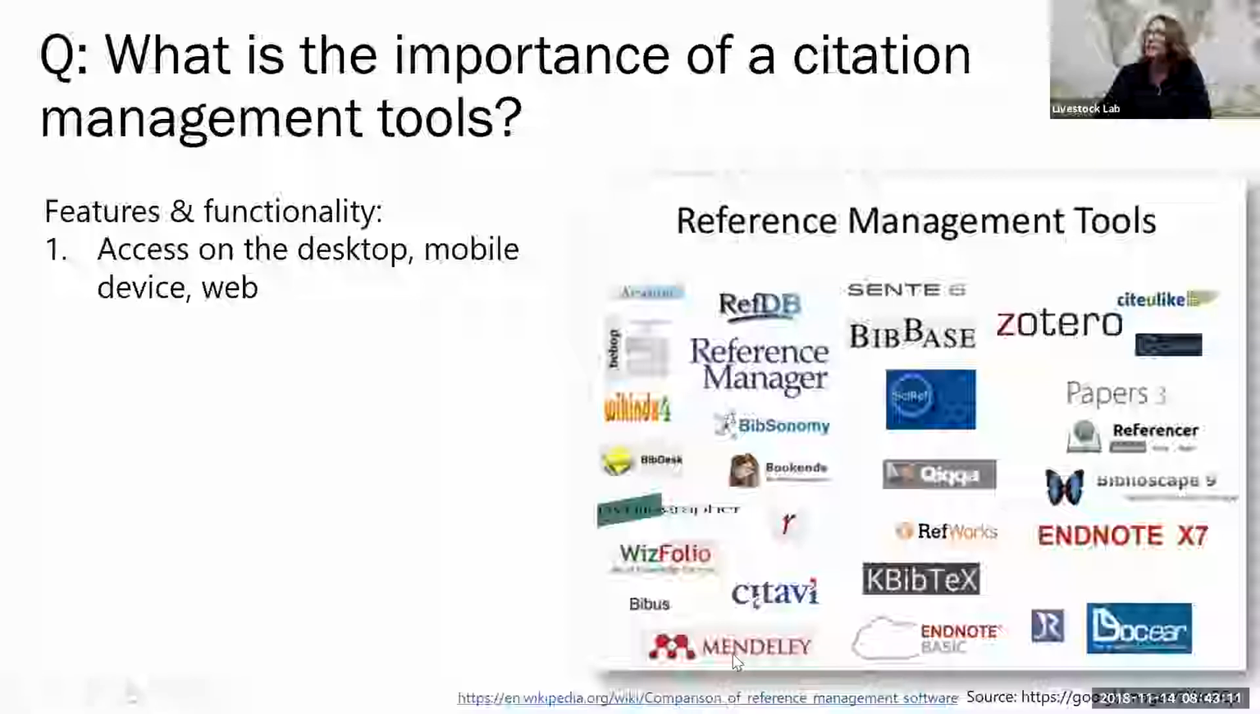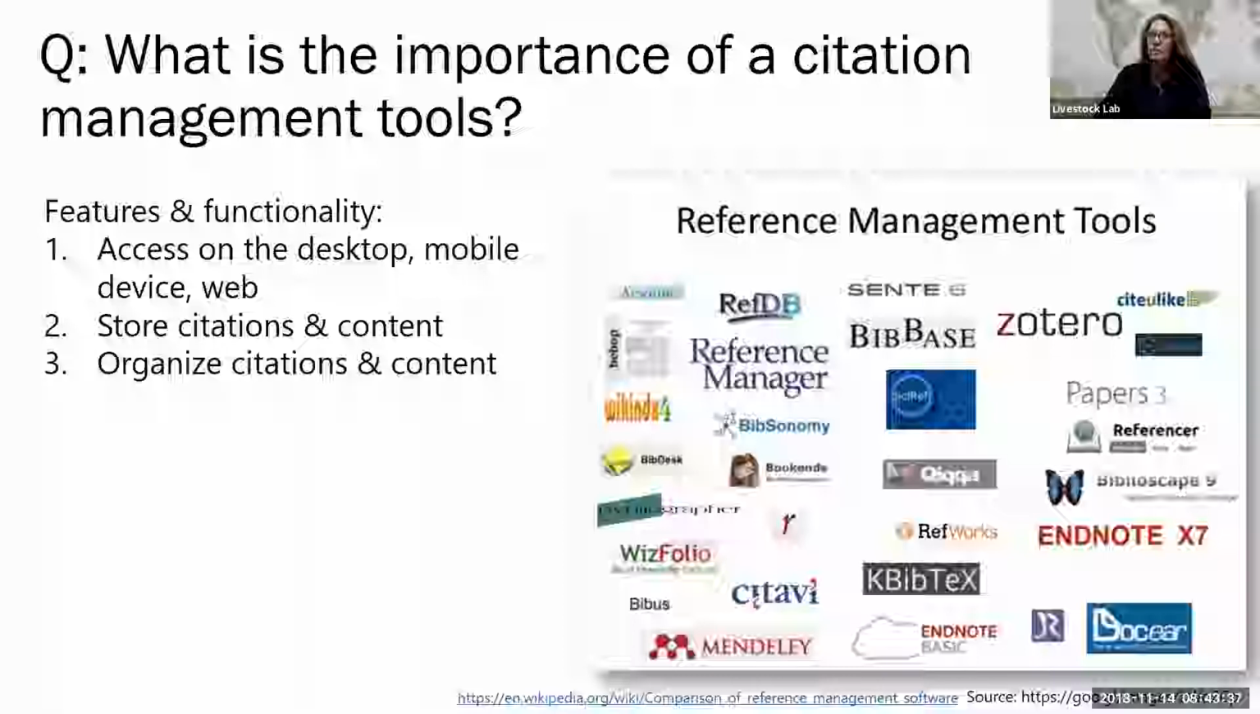But one of the features and functionalities, no matter what citation management you use, is how can you access it? So if you're in the field, you're not going to obviously take your desktop computer. A laptop may be too cumbersome. So is there an ability to search on your mobile device? Also, how is the citation and content stored? How is it organized? Can you annotate documents? Meaning, can you go in and make your own notes?